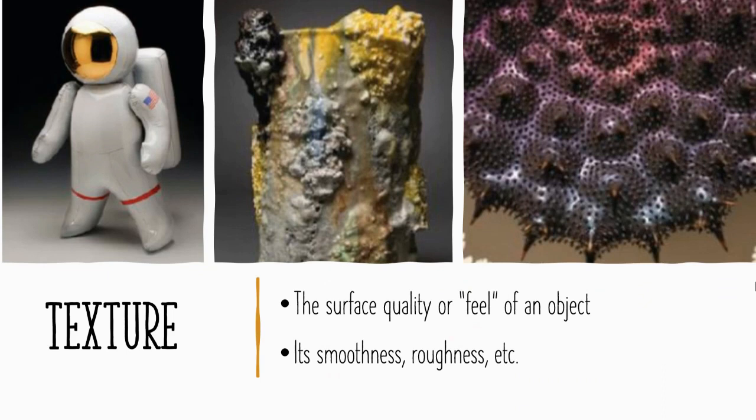Texture is an element that refers to the surface quality or feel of an object. This can refer to a piece's smoothness or roughness. Like the images above, the spaceman looks very smooth as opposed to the pieces on the right, which look very rough or jagged. Texture is so important to clay because it adds a lot of interest. It also shows the artist's intention.